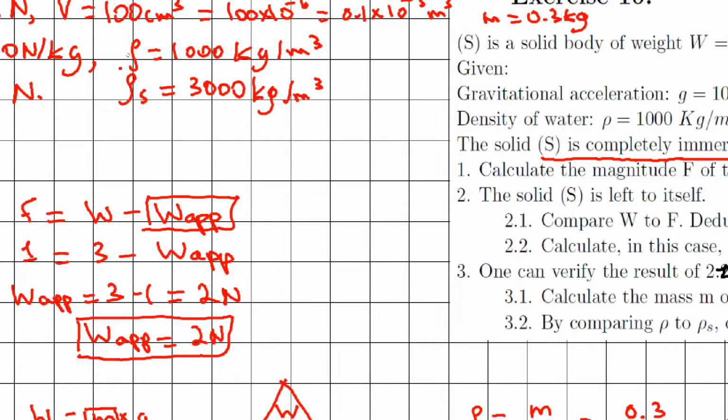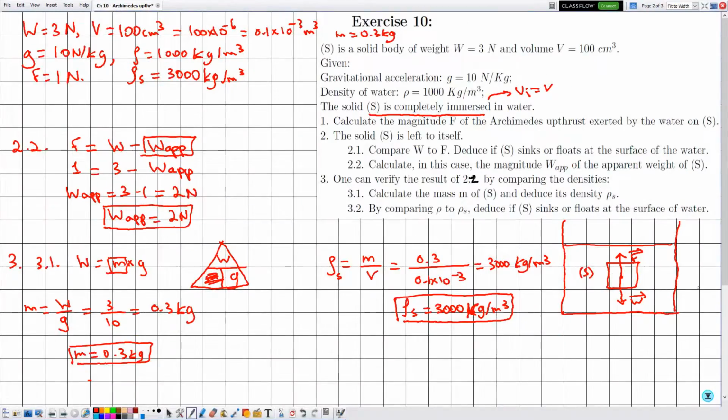So what does rho represent? It represents the density of water, which is the liquid. What does rho S represent? It represents the density of the solid.